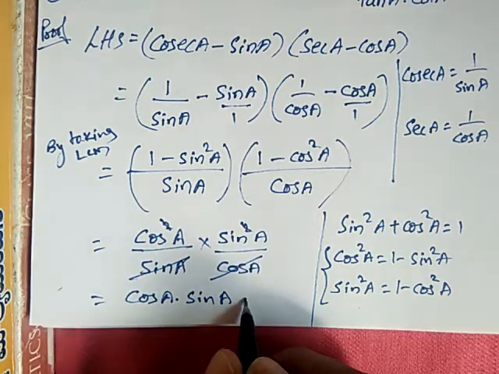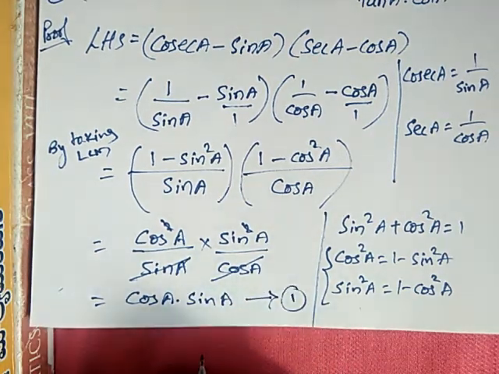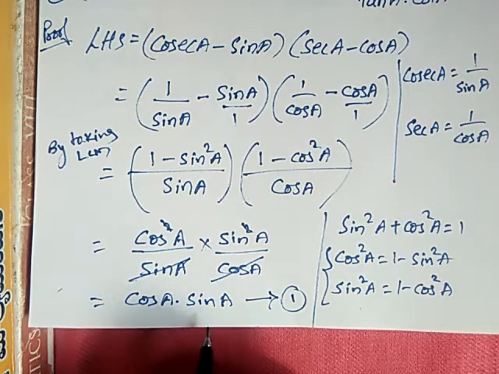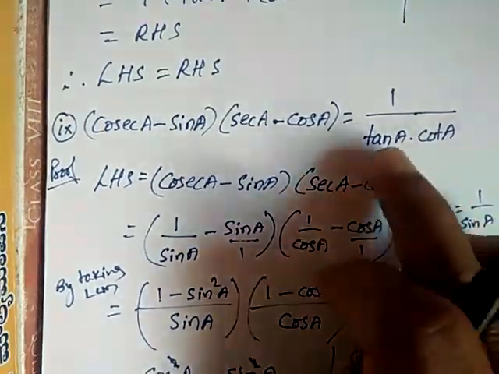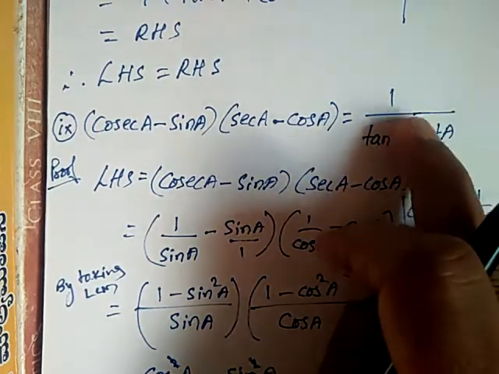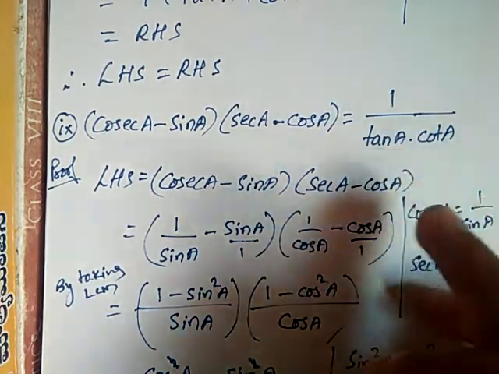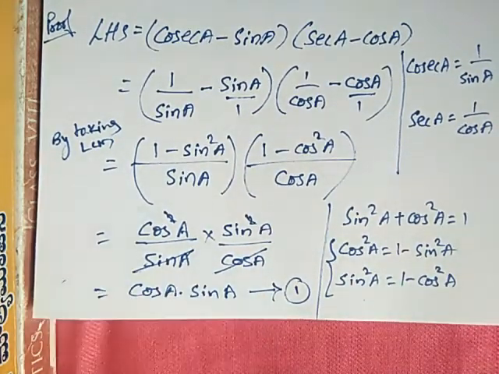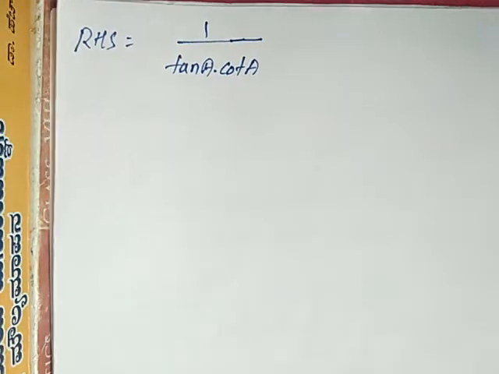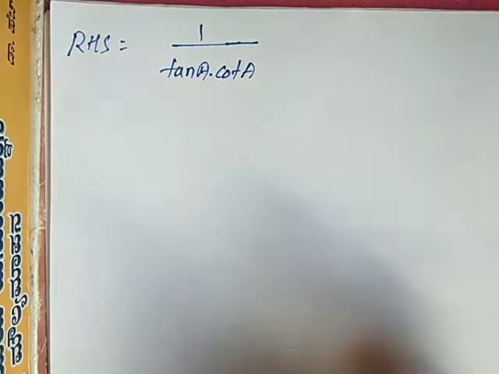So this will be what? Equation number 1. So consider this as equation number 1. Now you will consider what? Next, the RHS. RHS is what? Here 1 by (tan A plus cot A) is there, no? By considering tan A plus cot A, we will find out, so that you will get cos A into sin A, that we will see. So we have the RHS 1 by (tan A plus cot A).